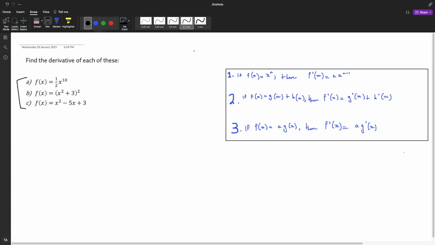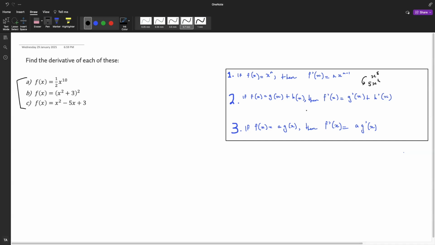Okay. So starting on the side, the first rule says that if f(x) is equal to x to the power of n, then the derivative of that is equal to n times x to the power of n minus 1. So basically, whatever power you have, you put that to the front, and then you subtract the power by 1. For a simple example, let's say we have x to the power of 5. To differentiate that, we bring the 5 to the front, and then we subtract the power by 1. So that will become 5x to the power of 4. Okay?